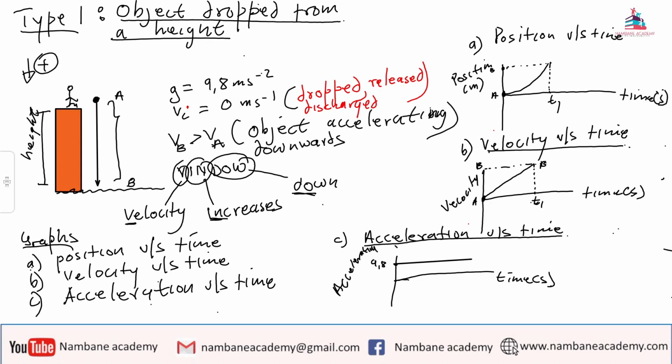So if an object is dropped, V initial is equal to 0. G remains the same throughout because we said that object is going to experience a gravitational acceleration of 9.8 throughout its motion. And then we came with an analogy of window. The analogy of window is what assisted us in understanding that actually when an object is moving down, the velocity increases. So velocity increases when an object is moving down.